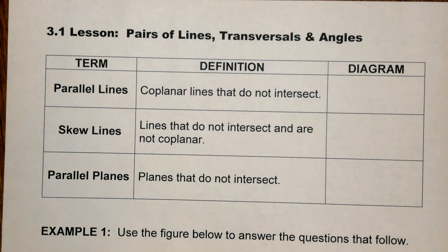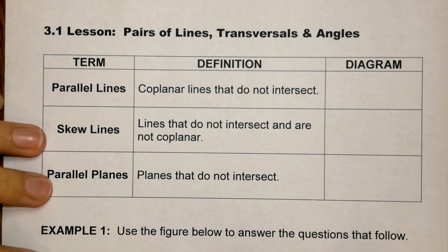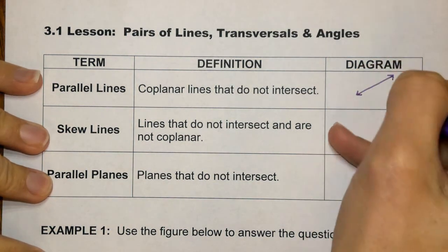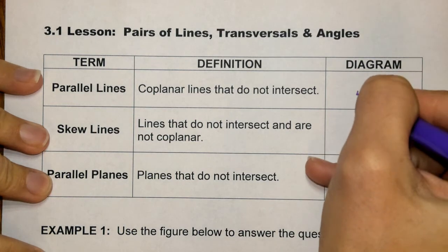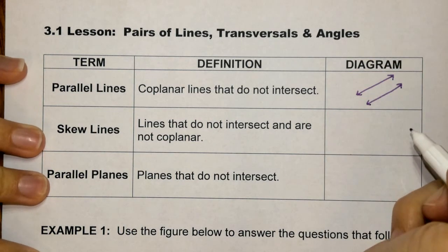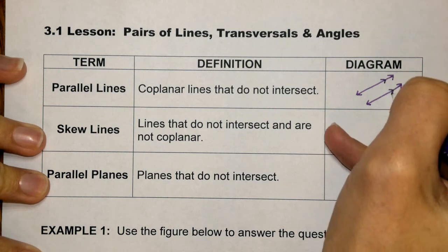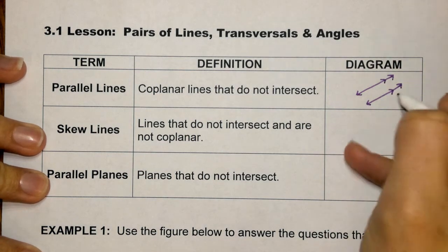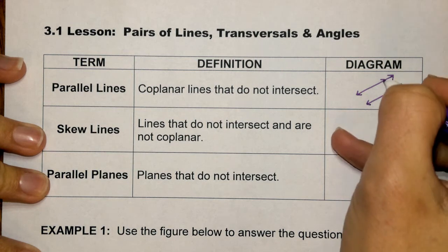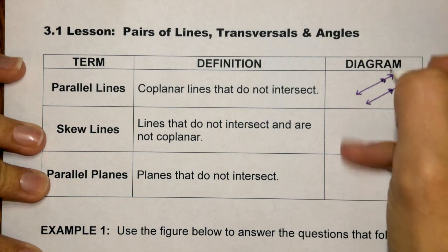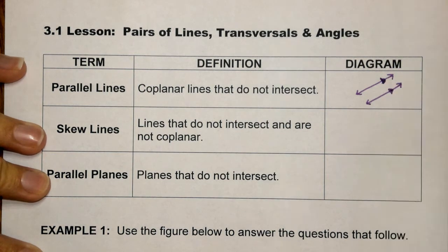We have parallel lines, which you should already know what those are. Coplanar lines that do not intersect. So we just have two lines that are never, ever going to intersect. One thing I want you to note is that when lines are parallel, we need to let the reader know by either putting arrows. Sometimes you'll see little triangles. It doesn't matter which one. That'll just tell you that the lines are parallel. Get a little bit neater here.